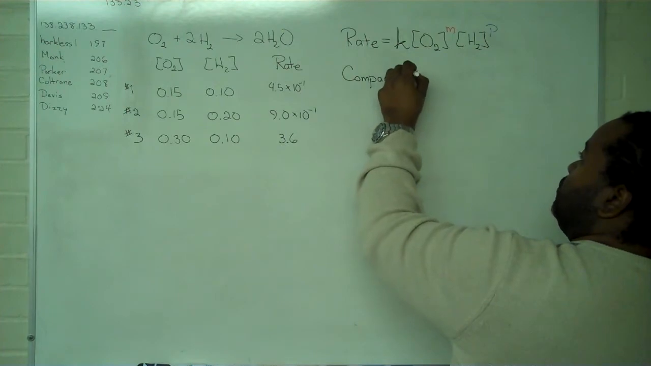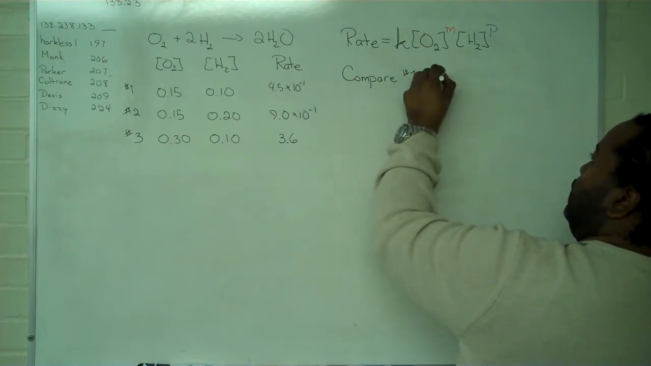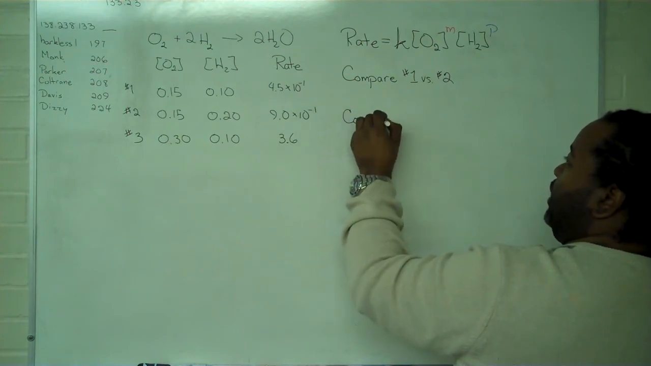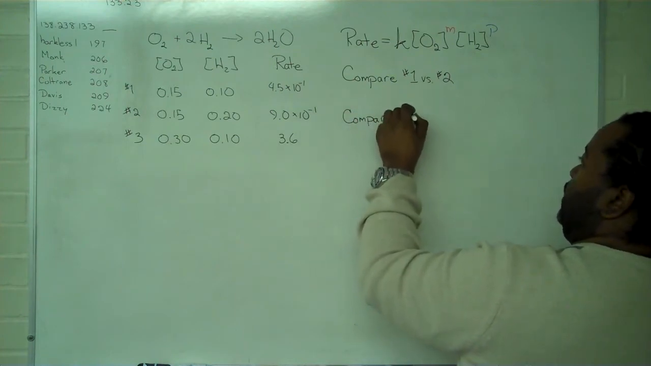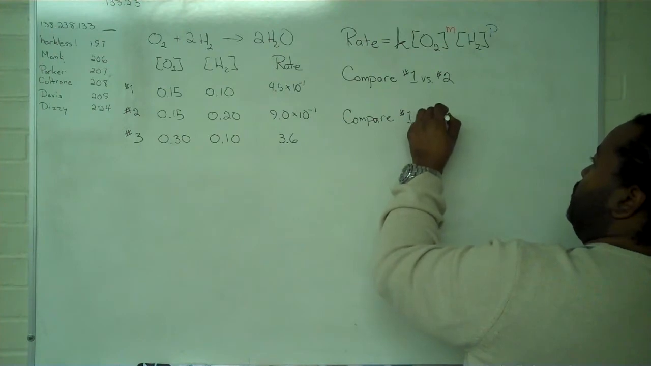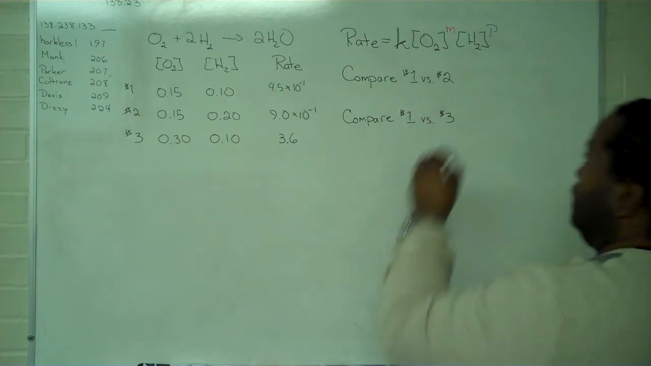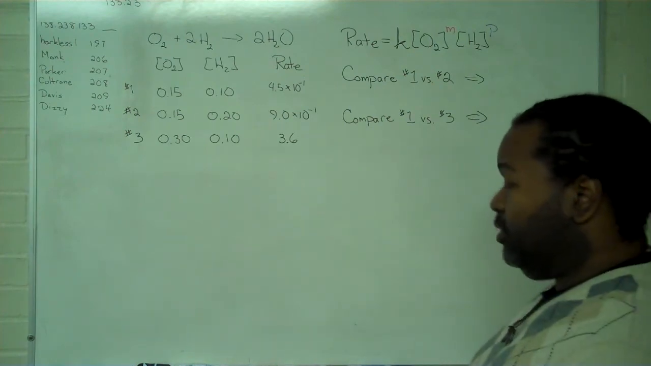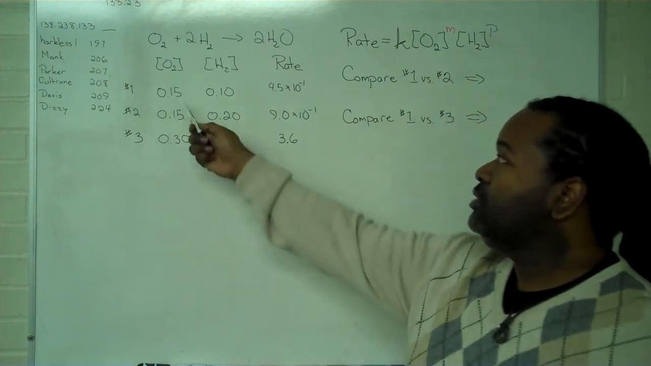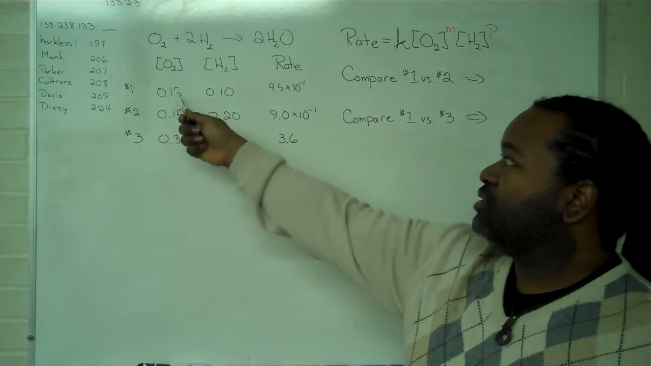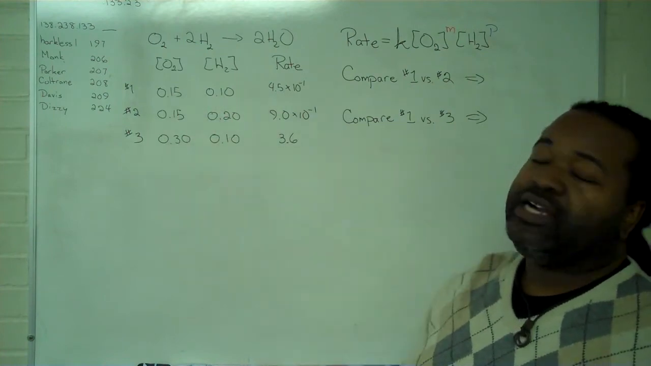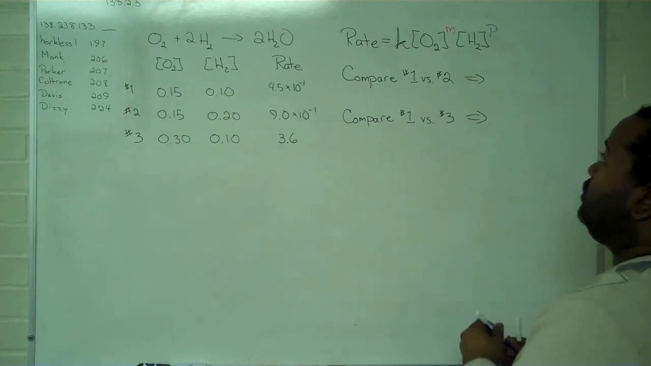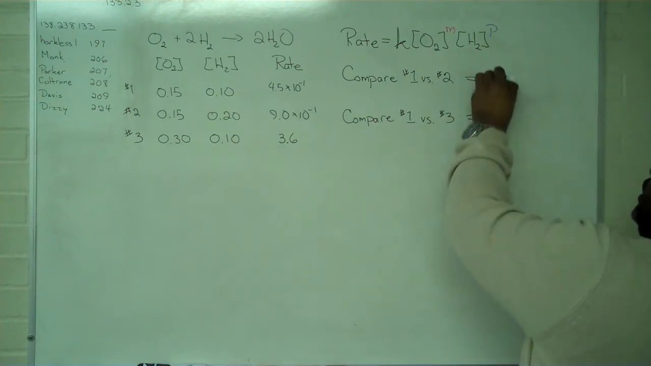So I'm going to compare trial number 1 versus trial number 2, and I will also compare trial number 1 versus trial number 3. And these will both give me some information. Comparing trial 1 versus trial 2 shows that the rate does change, oxygen does not, but the hydrogen concentration does change. Because that rate change is due only to the hydrogen, that will give me P.